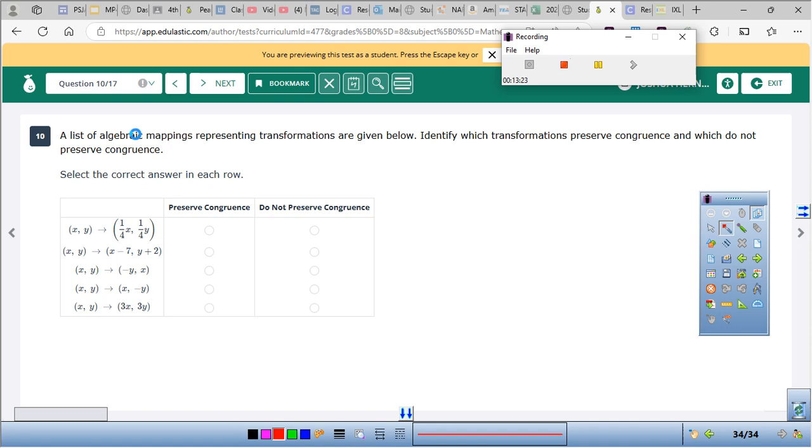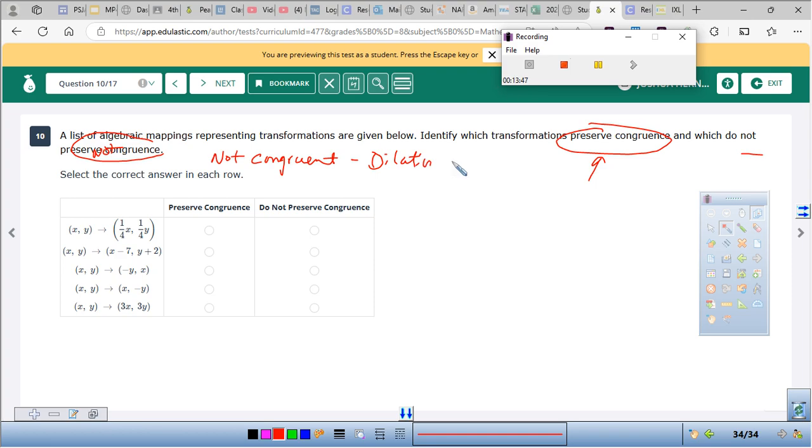Okay, I just turned to this page over here, and I saw preserve congruence, and which is not preserve congruence. I'll tell you, the not is the easiest one to remember. The not congruent is going to be dilation. So anything with dilation, which is multiplication. I can multiply by 1/2 x, 1/2 y to get it smaller, or I can multiply by 2x and 2y. Either way, that is multiplication. So that one does not preserve, that is dilation. That's a translation, so that one does preserve.